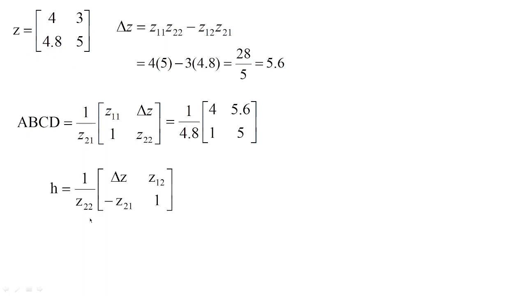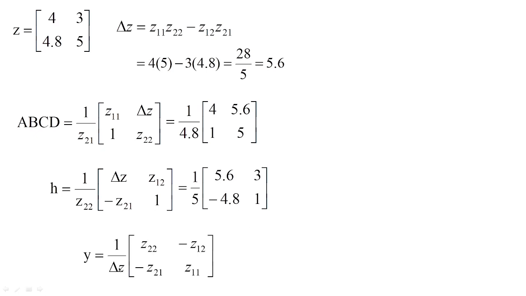Then H parameters is equal to 1 by Z22, delta Z, Z12, minus Z21 and 1. Also we have seen this derivation in our previous classes. So please check my previous videos to obtain one parameter in terms of other parameters, that is H parameters in terms of Z parameters. So here we are going to just substitute the values of impedance parameters, that is 1 by 5, Z22 value is 5, delta Z is 5.6, Z12 is 3, minus Z21 is minus 4.8, 1 as it is. And finally the Y parameters, that is the inverse of Z parameters, we are going to get the value as 1 by 5.6, 5, minus 3, minus 4.8 and 4.